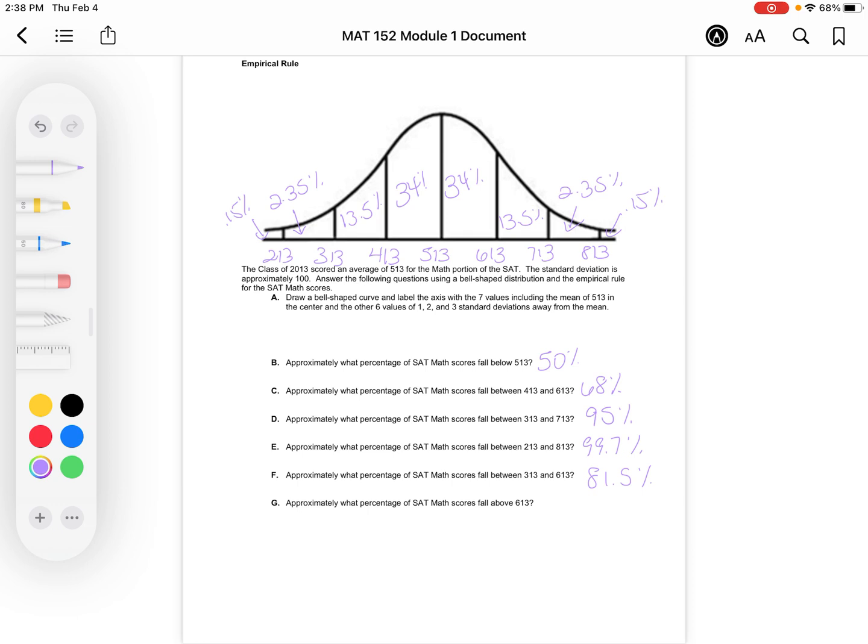And what percentage scores fall above 613? Well, if I add 13.5, 2.35, and 0.15, I get 16%. I would strongly encourage you to draw this out for any of your bell-shaped empirical rule problems.